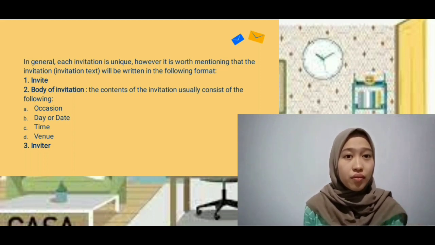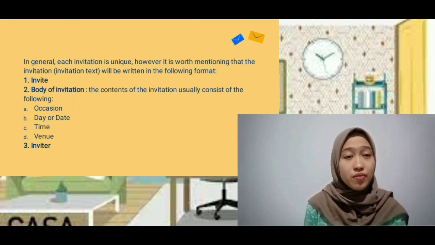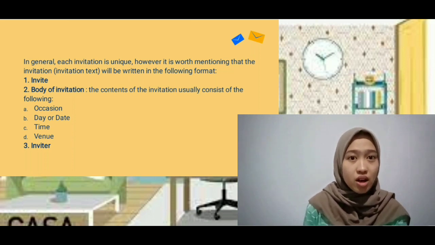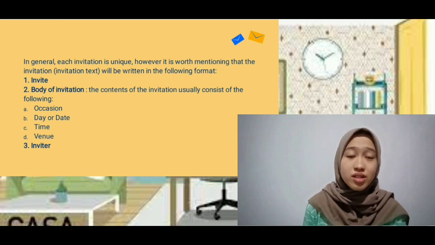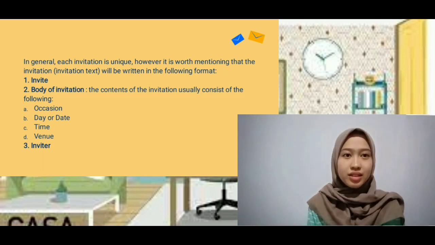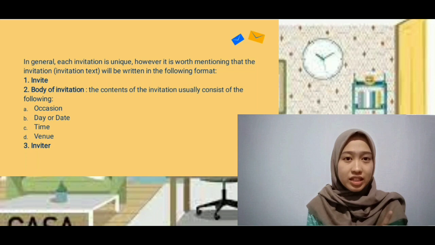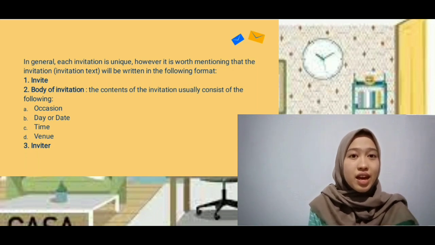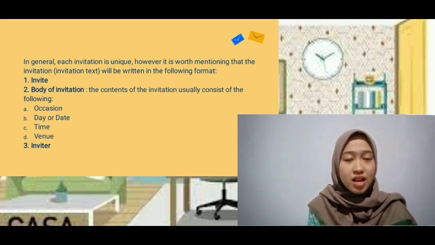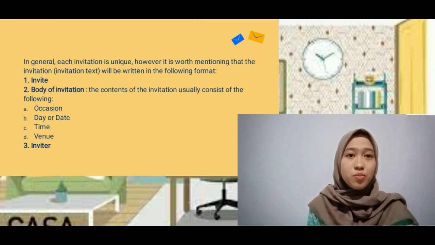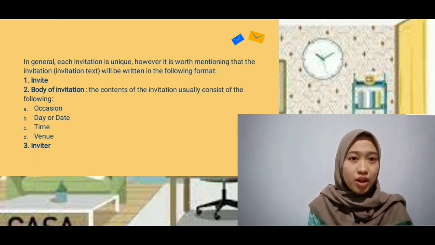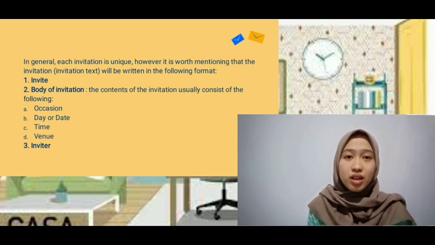And the second format is body of invitation. The contents of the invitation usually consist of the following. The first is occasion. What event is this invitation made for? The second, day or date. The day and date of the event. The third, time. The specific event's execution time. And the fourth, venue. Place where guests are expected to attend.